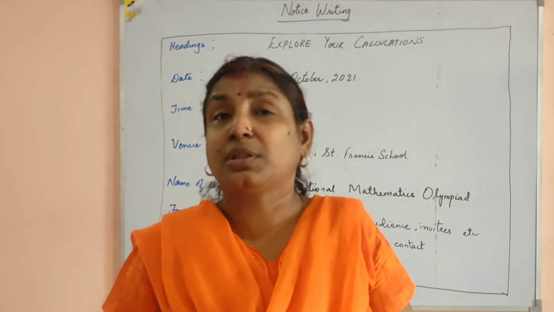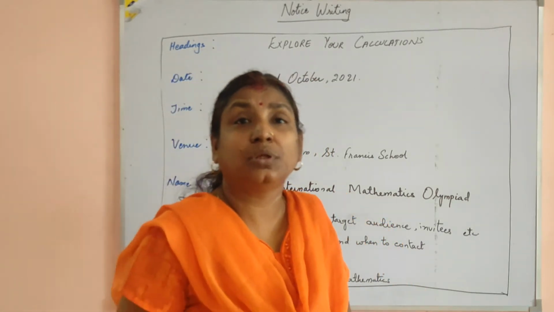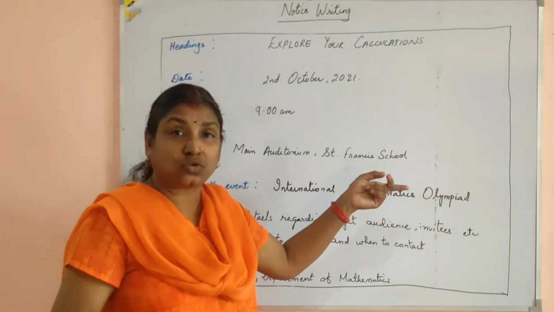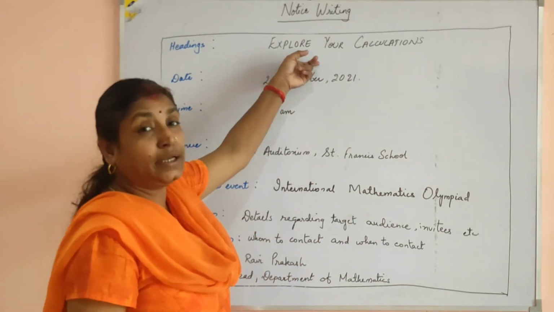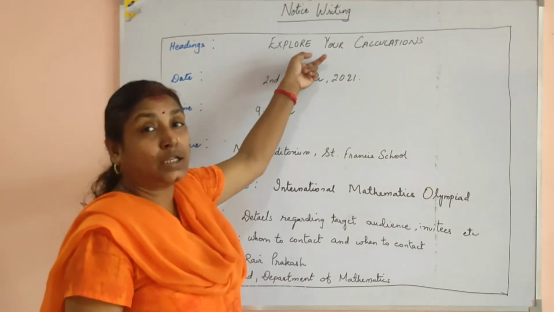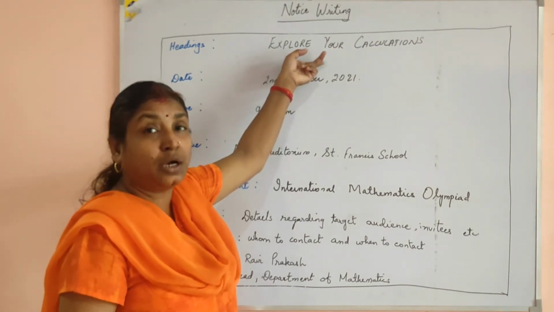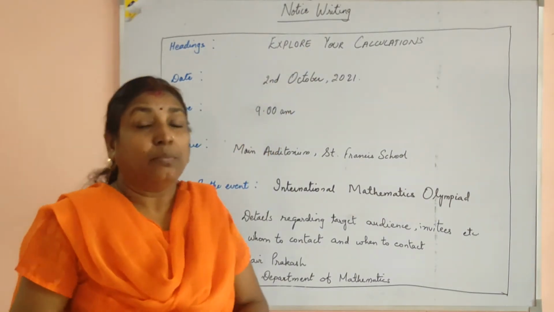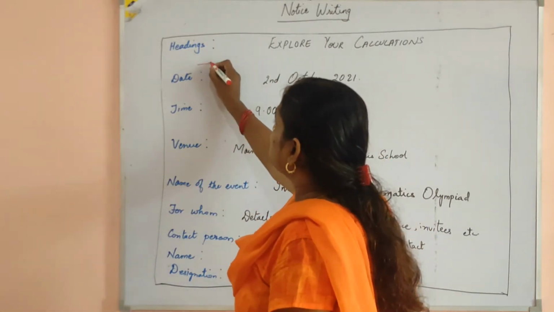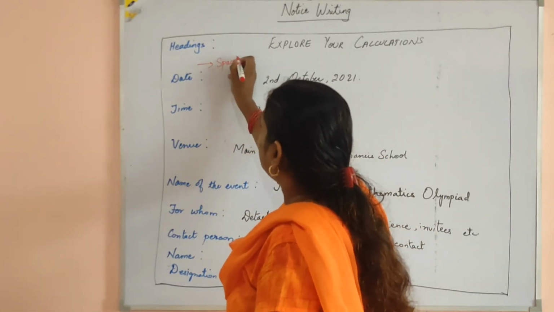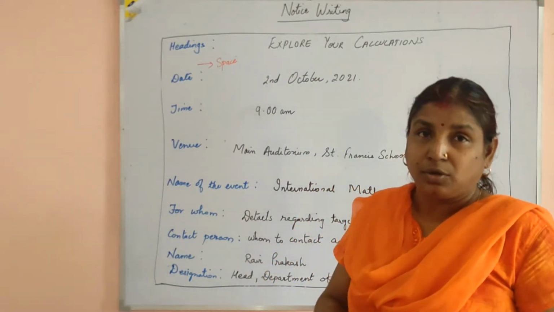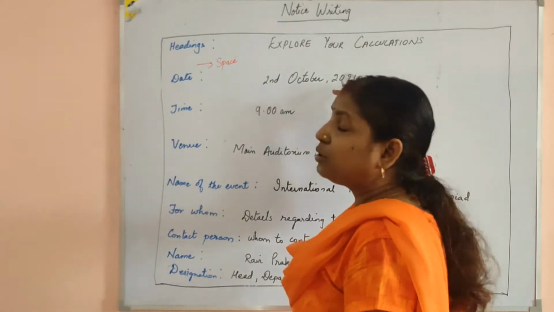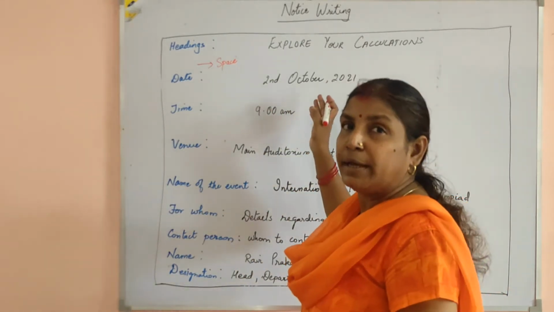So let's begin with our actual format and go with the steps. So first is your heading. Since we are dealing with the Maths Olympiad, one of your headings could be "Explore your calculations," written in bold letters in the center of the box. Then second is your date. Before I write the date, I will leave one line space between the heading and date. So you write the heading, leave one line, then write the date: 2nd October 2021, or you can put any year.